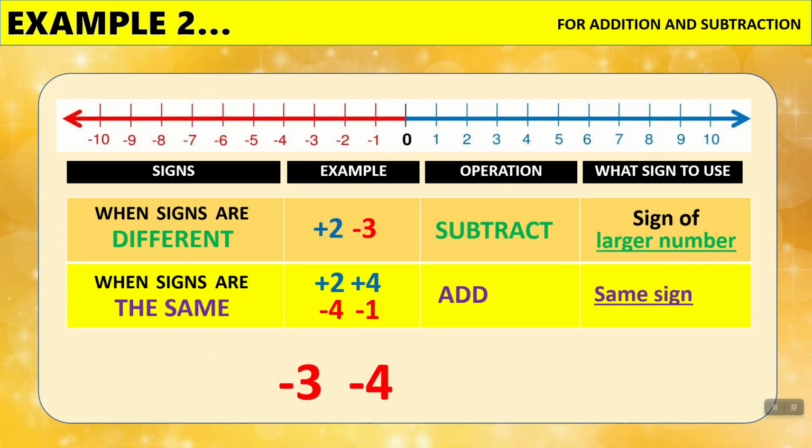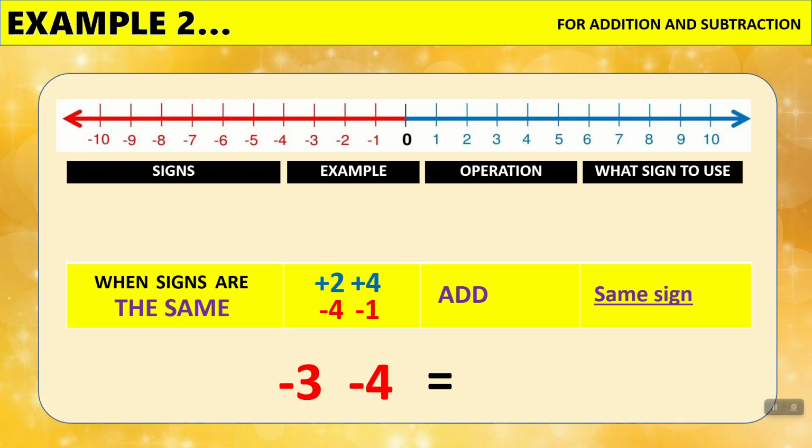-3 - 4 equals, if I take a look at the question, I see both of the signs are the same. They are negative, but they are the same. So my rule up top is this one. When the signs are the same, what will we do? We will add the numbers together. And so we will add 3 + 4, which I know is 7.